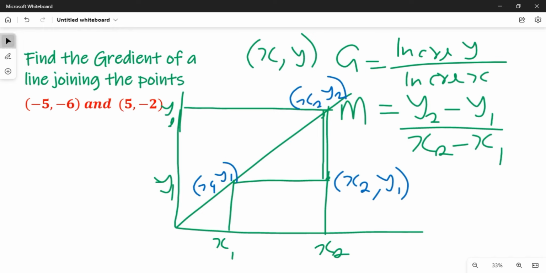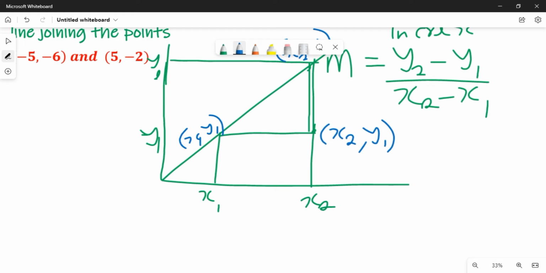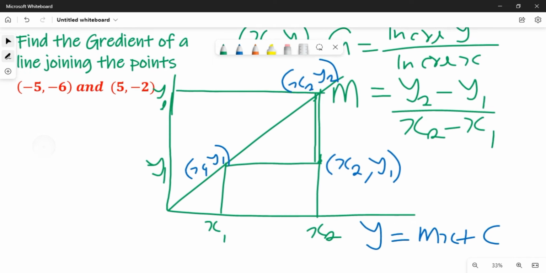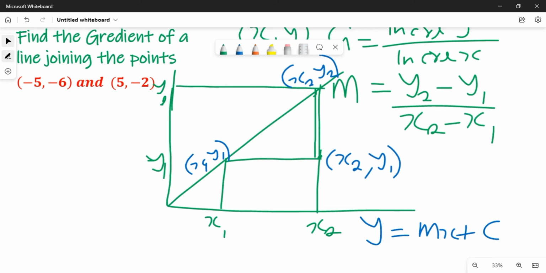And remember that generally the equation of any straight line graph is y equal to mx plus c, where m is the gradient and c is the point of intersection of the line. So we are going to find the gradient of the line joining these 2 points. Now let's assume that the points are over here and here. We're going to find the gradient of that line joining these 2 points.